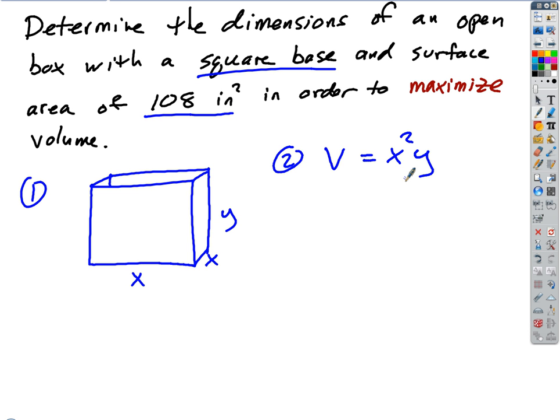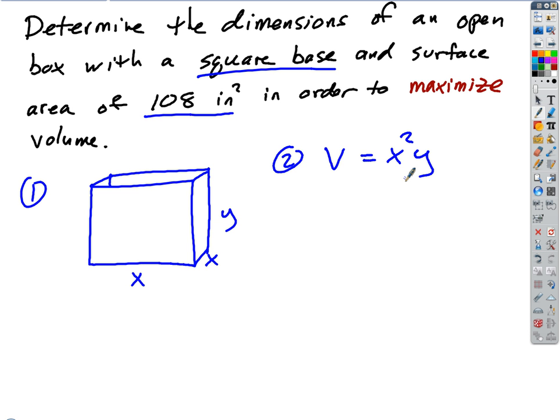Now, what's the problem with this at this point? V is the dependent variable. That's the function that we're trying to maximize. Does anybody see any issues with this equation that are different than what we had before? How many? Two. There's two variables. Okay, that's a problem for us, right?